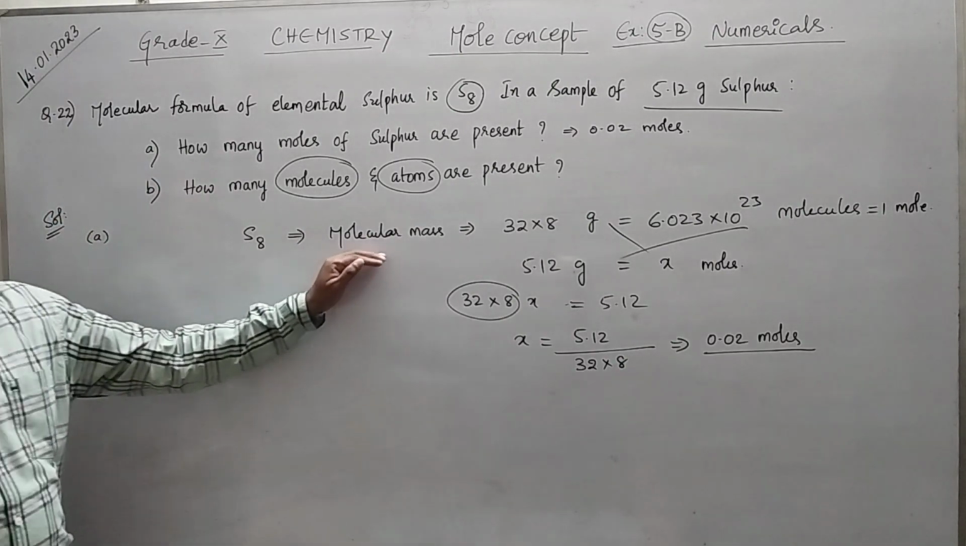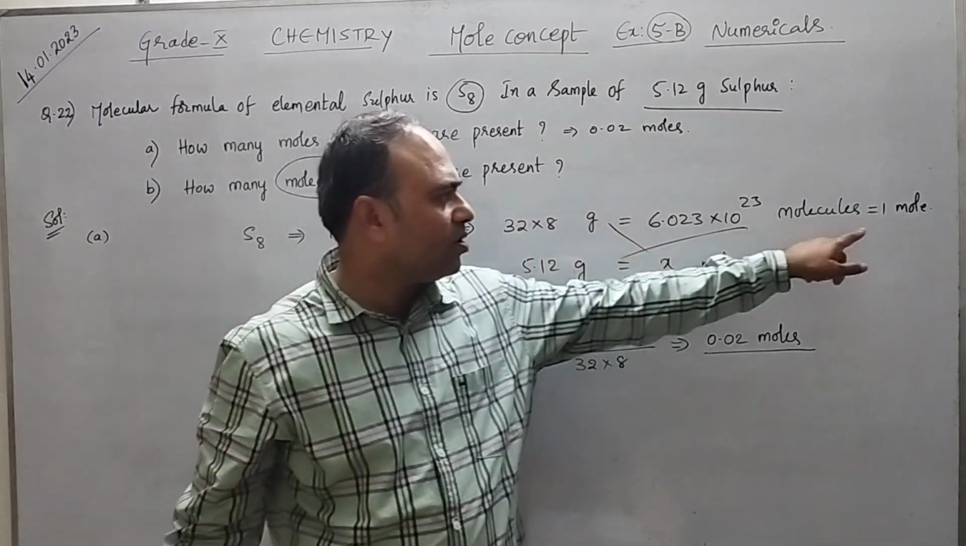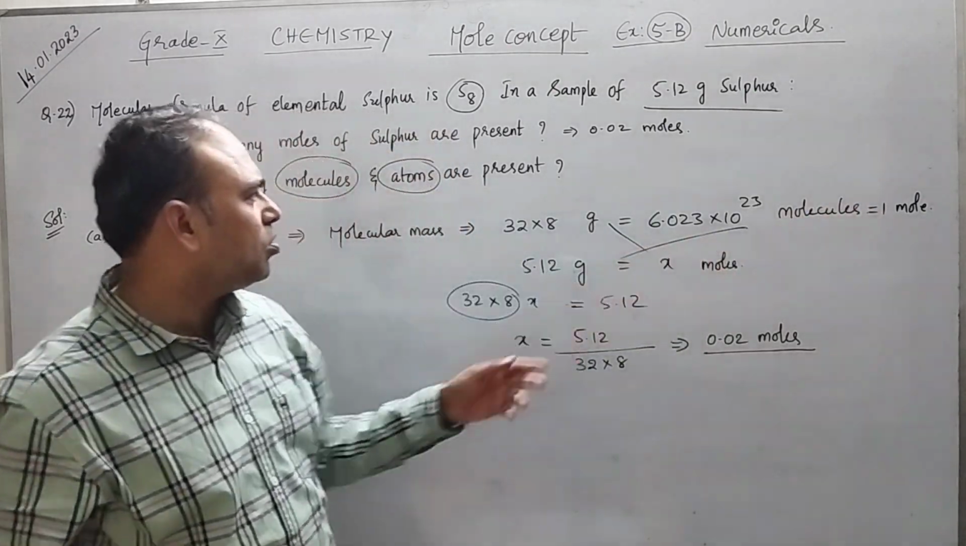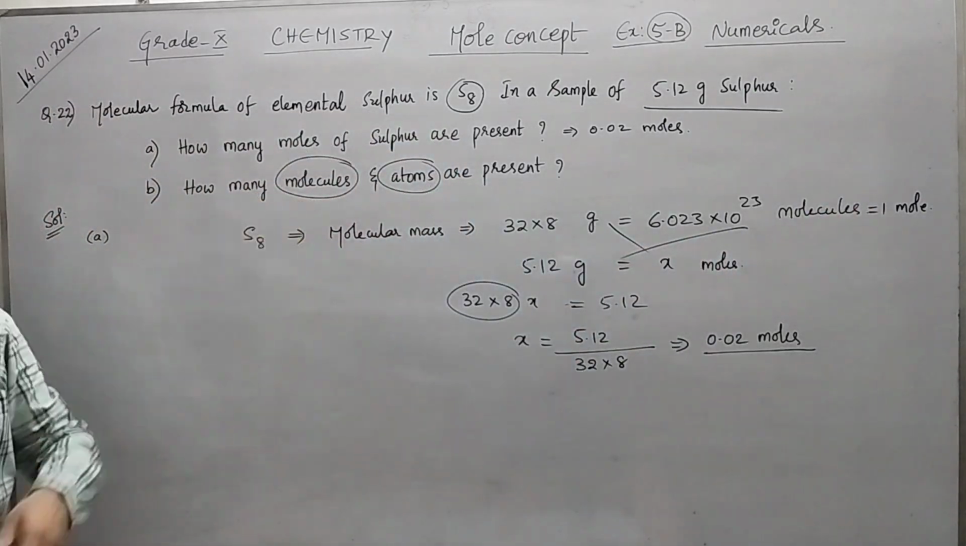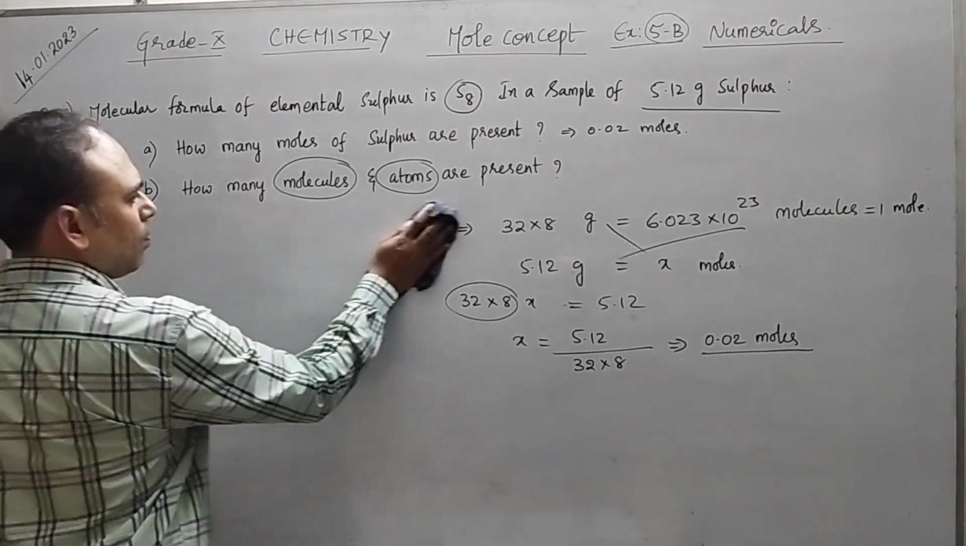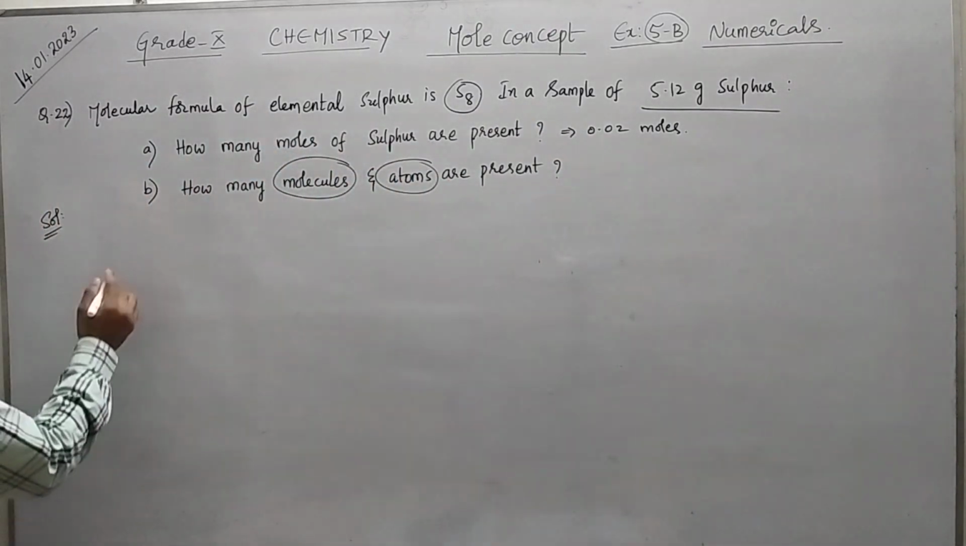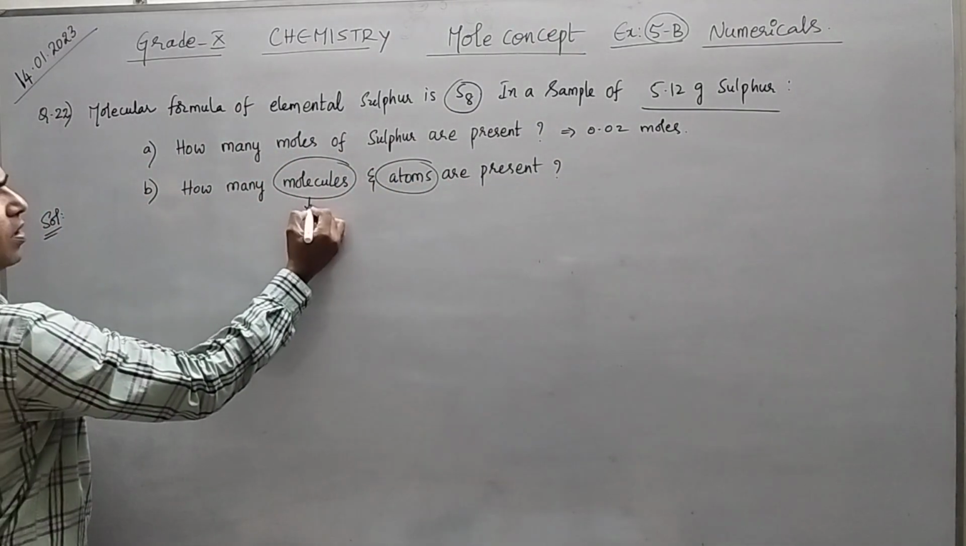First you find out the molecular mass. The molecular mass is 32 into 8. So this is equivalent to 1 mole. If they are asking molecules, that is in the second question, we can solve this. Now question number B. So they have asked how many molecules.